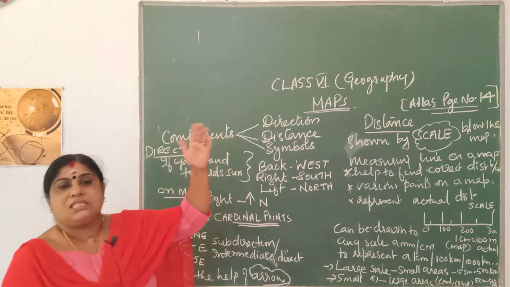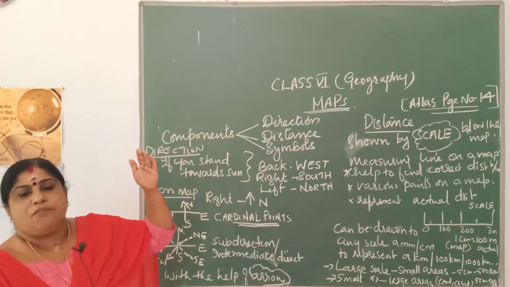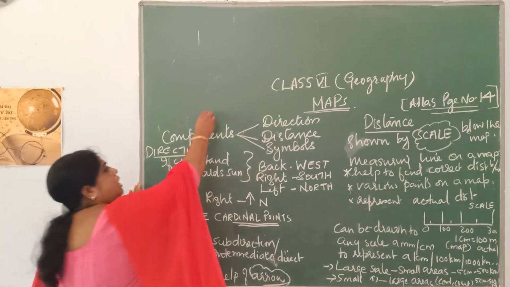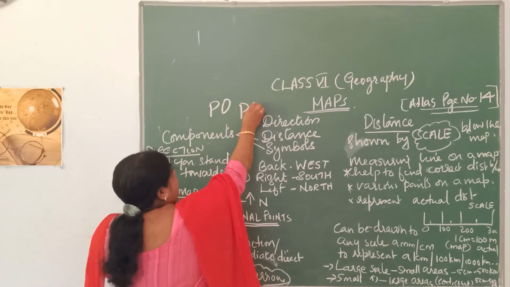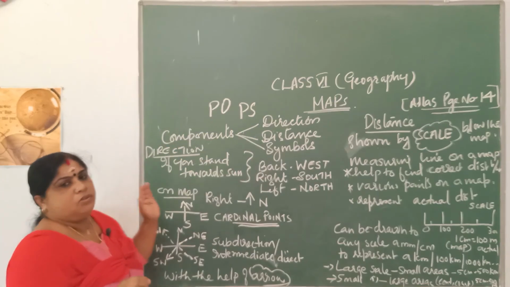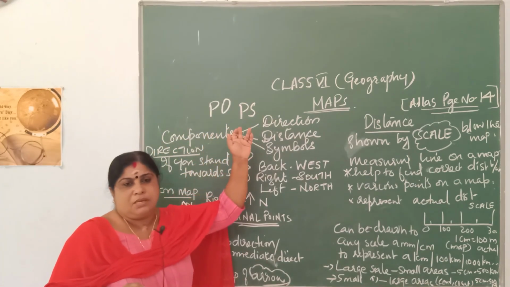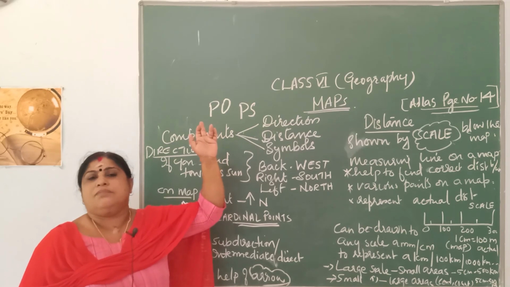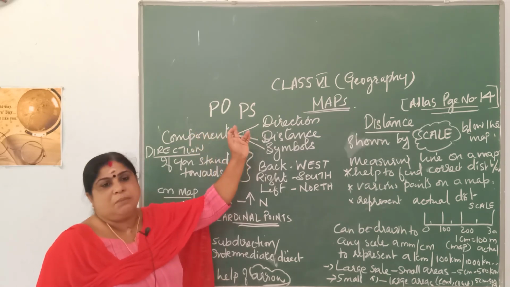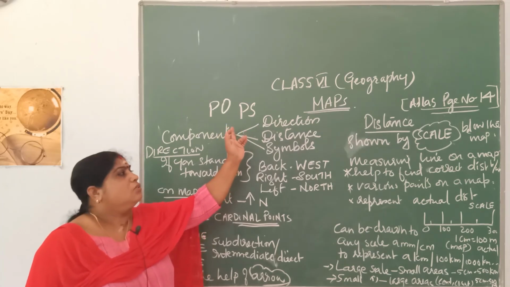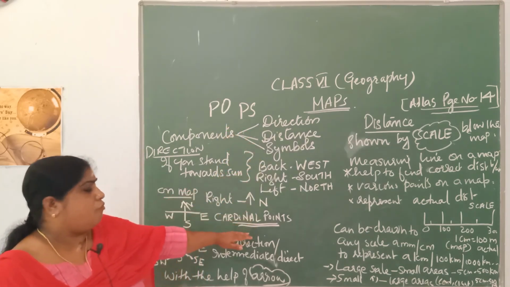Then certain letters are also used. For example, for post office, you have seen it written as PO. Police station is represented as PS. So similarly, rather than symbols, words are also used to denote certain places on the earth. So this is related to components of maps.